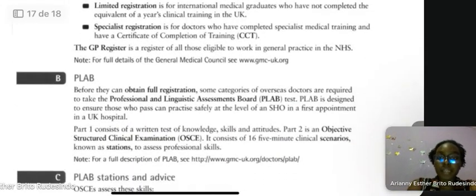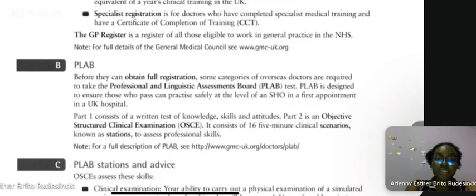PLAB. Before they can obtain full registration, some categories of overseas doctors are required to take the Professional and Linguistic Assessments Board test. PLAB is designed to ensure those who pass can practice safely at the level of an F1 in a first appointment in a UK hospital. Part 1 consists of a written test of knowledge, skills and attitudes. Part 2 is an objective structured clinical examination. It consists of 16 five-minute clinical scenarios known as stations to assess professional skills.